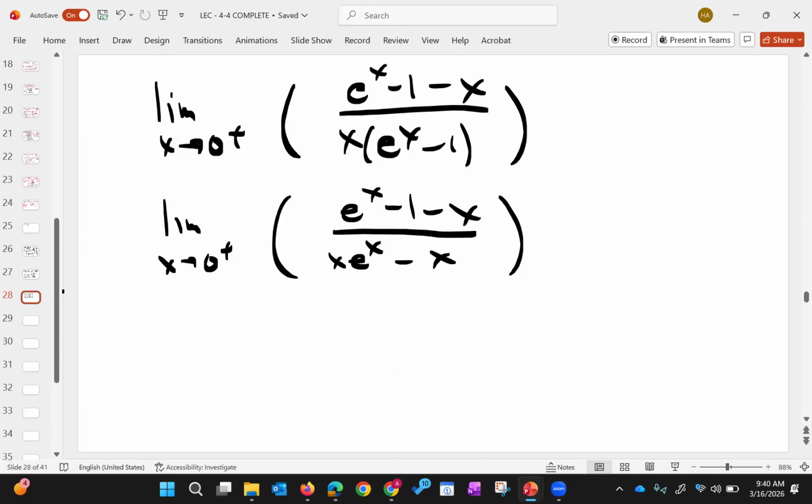Say again, Carson. Like for the products, you have to make one of them... Oh yeah, no, just regular product rule. Yep. Regular old product rule.